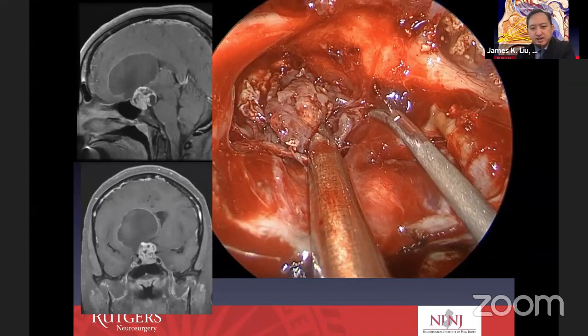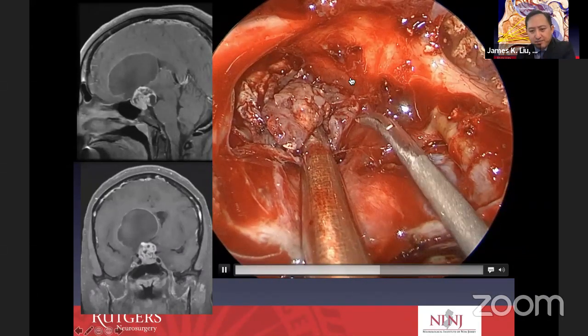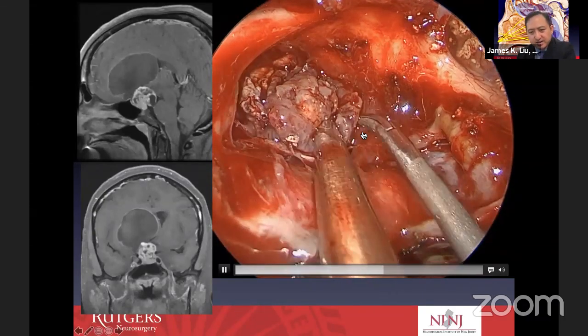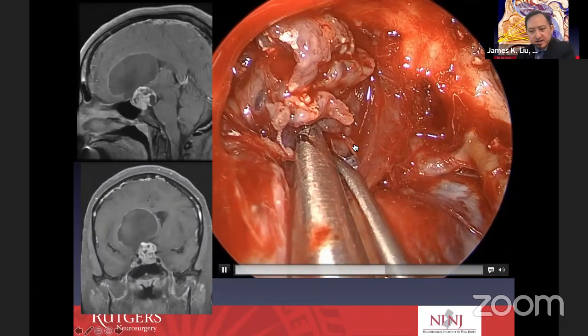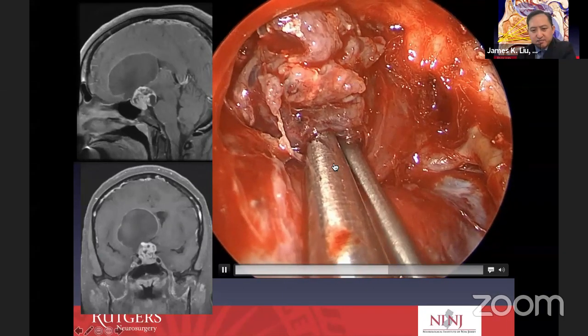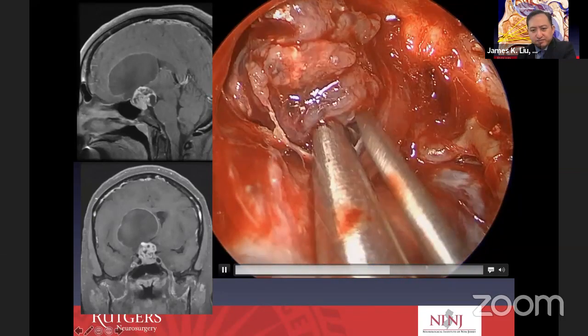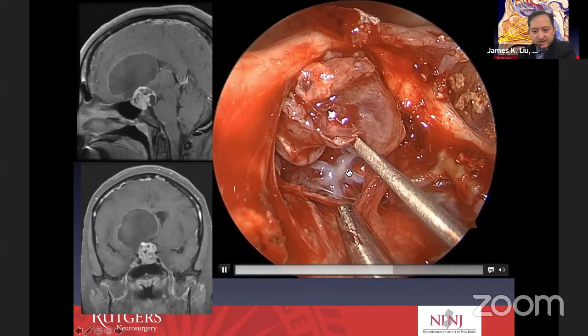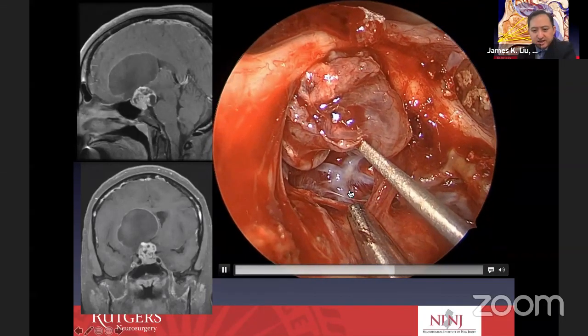We're using sharp dissection here to dissect the tumor off of the hypothalamus, off of the pituitary stalk. We're going to attempt to preserve the stalk in this case. And then once we come around the tumor, you'll start to see the basilar artery in view. So here's the basilar artery complex, SCA, P1, basilar trunk. Here's the stalk.